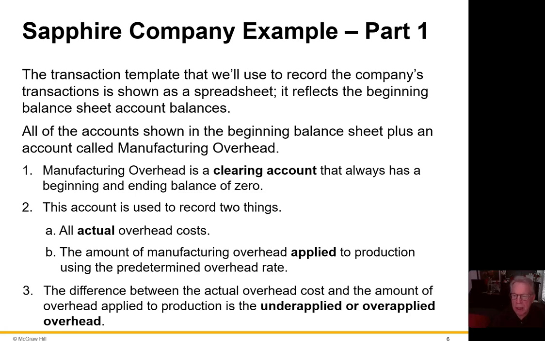We consider manufacturing overhead a clearing account that will always have a beginning and ending balance of zero. This account is used to record two things. Alpha, all actual overhead costs. Those are the debits. And Bravo, the amount of manufacturing overhead applied to production using the predetermined overhead rate. That's the credit. There's always going to be a difference between actual and applied. That difference between actual overhead cost and the amount of overhead applied to production is called underapplied overhead or overapplied overhead, as the case may be.